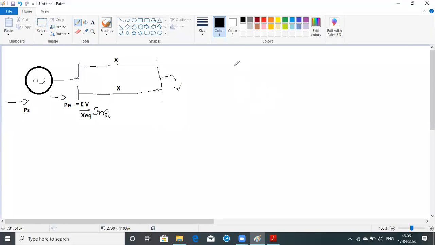For this, I'm going to draw a curve here. This is the angle delta, and this is the power P. First of all, I have already told that we have a PS here. PS is nothing but the shaft power, which always remains constant. It is not possible to vary this power. So we are assuming this shaft power always remains constant.